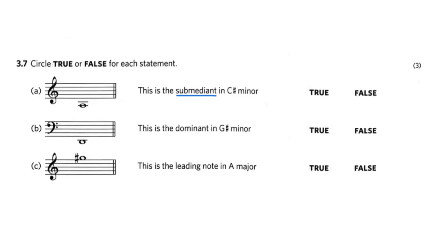So firstly, we have to check the technical name. Submediate refers to the 6th note, and C sharp minor's key signature will be F sharp, C sharp, G sharp, and D sharp. And now we'll check the 6th note of C sharp minor, which will be A. And the written note will be A, so it's true.